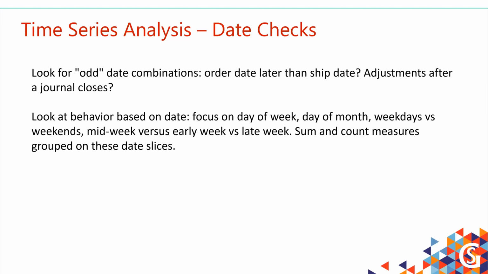When you're digging into details, look for odd date combinations. Things like an adjustment after the journal closes is weird. It's not normal. You also want to look at behavior at different times of the week, weekends versus weekdays, early versus late week. This is, again, not just for fraud, but knowing your data. When do people buy products at your customer website? Well, okay, they buy them all on Tuesday night. Well, that might tell you that Tuesday night's a bad night to do index maintenance because people are buying your products then.